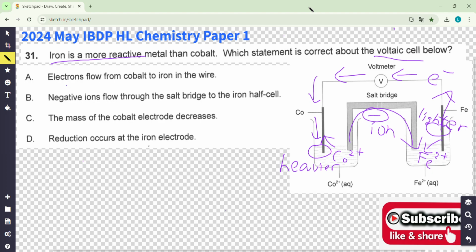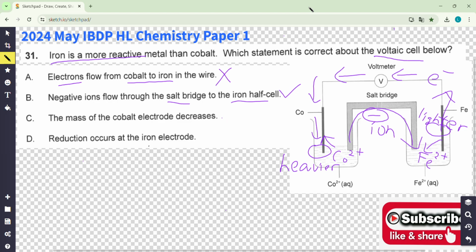Okay, first, A: electron flows from the cobalt to the iron. Cobalt to iron? No, reverse, right? Iron to cobalt. So no. B: negative ions flow through the salt bridge to the iron half cell. Yes, this last one is important. Negative ions flow through to the iron half cell. Yes, correct. But be careful, maybe C and D are also correct.